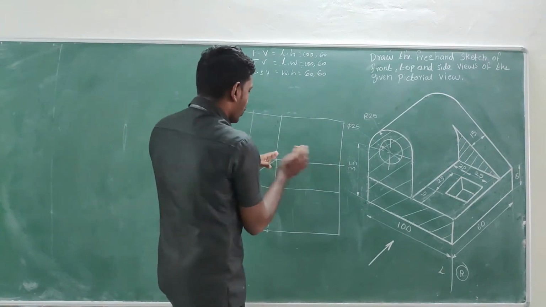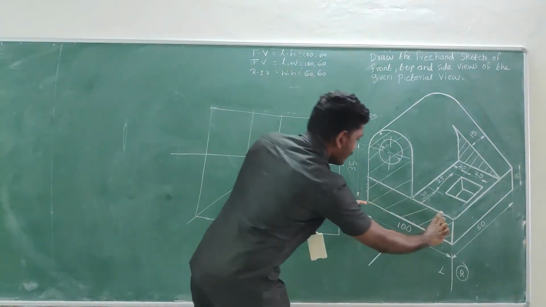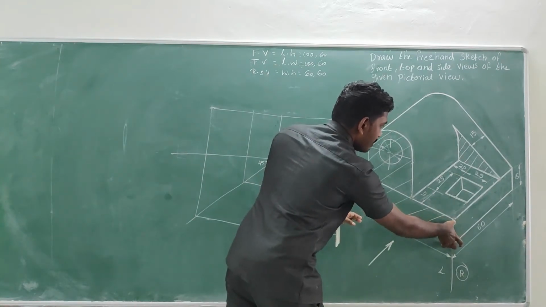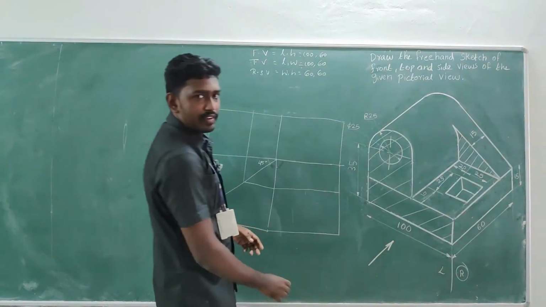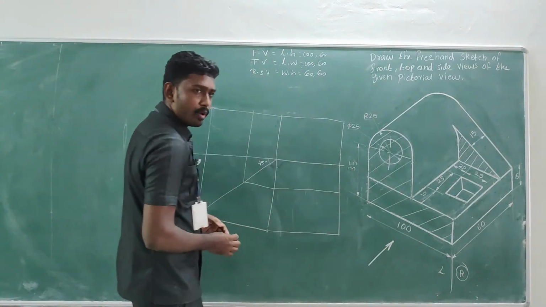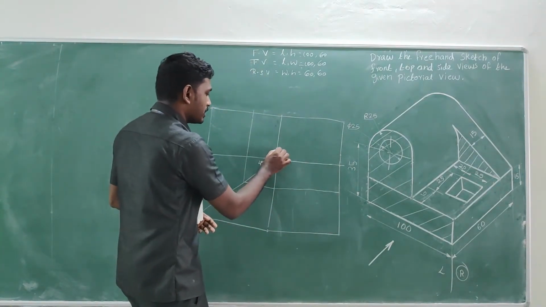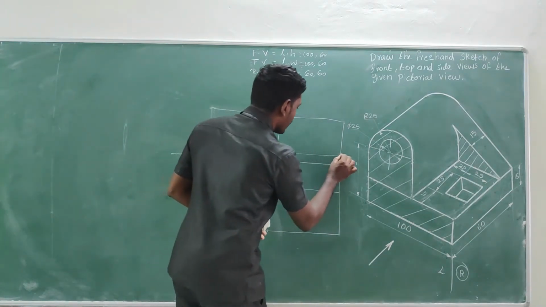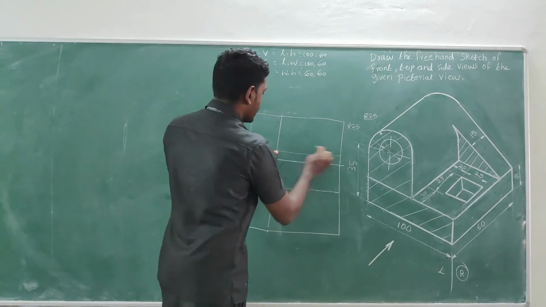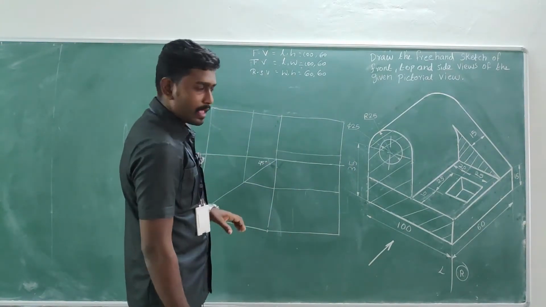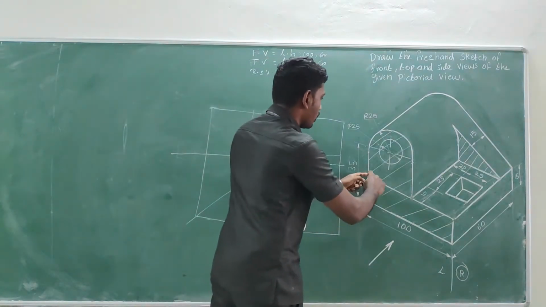So in the front view boundary, first we can start with the base. This base slab has a thickness of 15 mm. From this corner measure 15 mm and mark a point. The same from here, measure 15 mm, mark a point, and draw a horizontal line by joining both the points. Okay, now we got that slab.